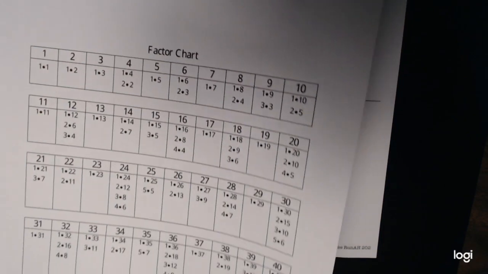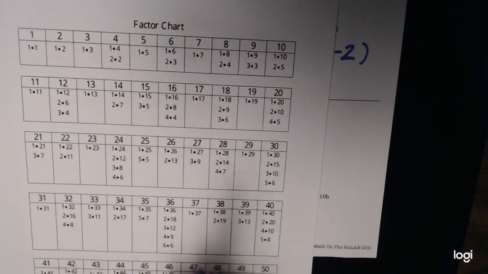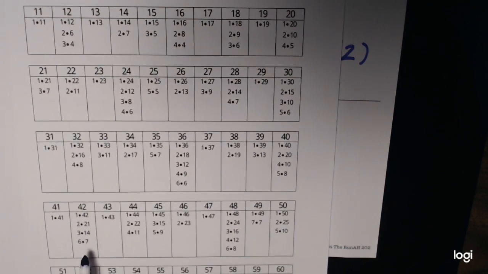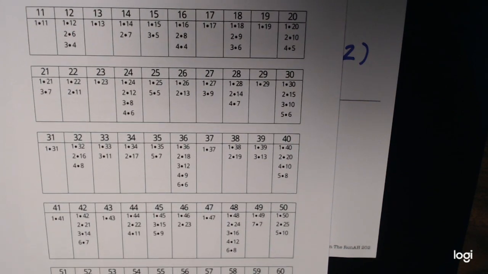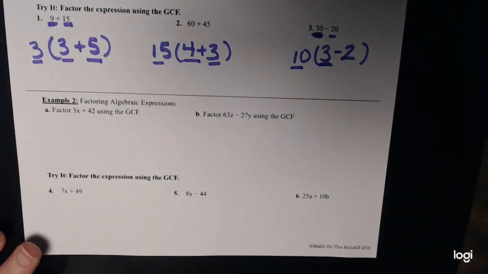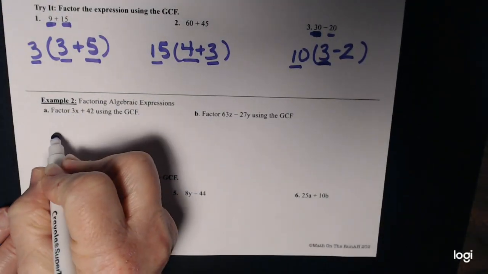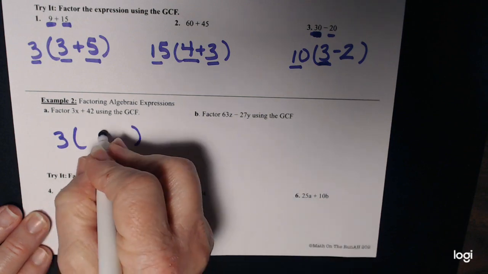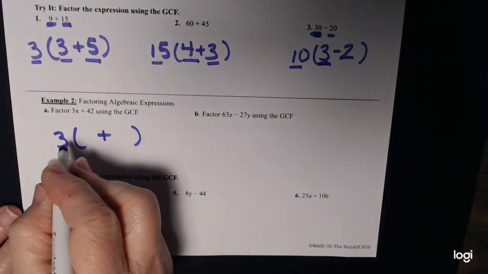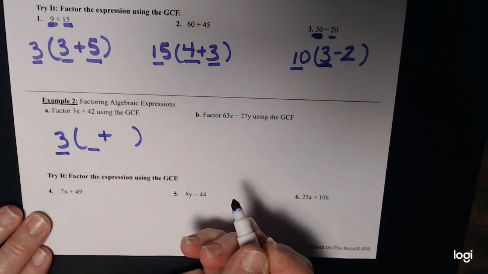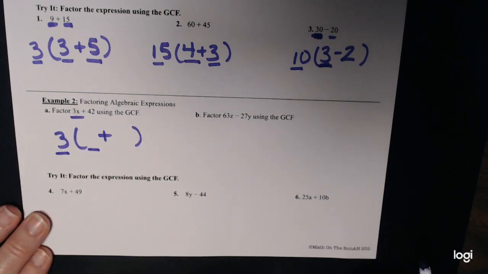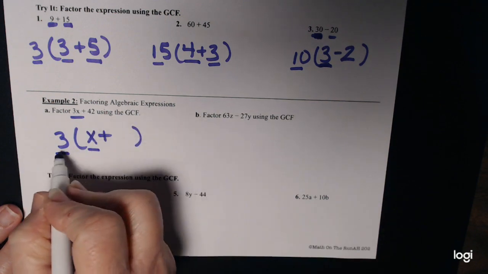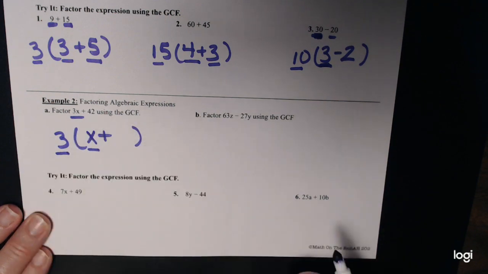So I go to my factor sheet, I look at 3, I look at 42, and it looks like the largest factor they both have is a 3. So I'm going to pull my 3 out. I'm going to put my distributive property parentheses, my plus. Let's look at the first thing. 3 times what is going to give me 3x? Well, 3 times x. 3 times x will give me 3x.